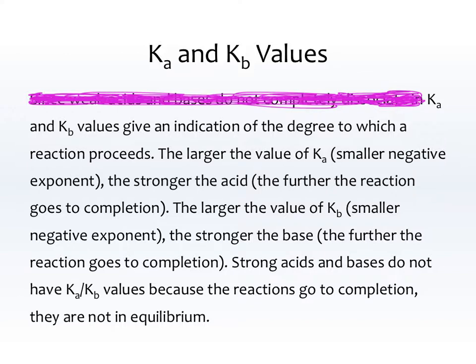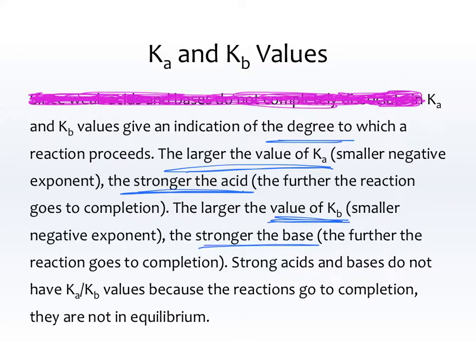First of all, I have a typo on my screen, so ignore what's under the purple. Ka and Kb values give an indication to the degree to which a reaction proceeds. The larger the value of Ka, so that means it's a smaller negative exponent, the stronger the acid, the further the reaction will go to completion. The larger the value of Kb, the stronger the base. So large Ka, strong acid, large Kb, strong base.